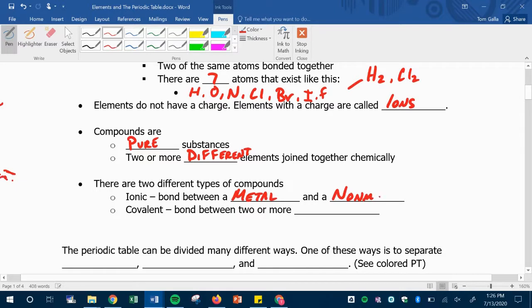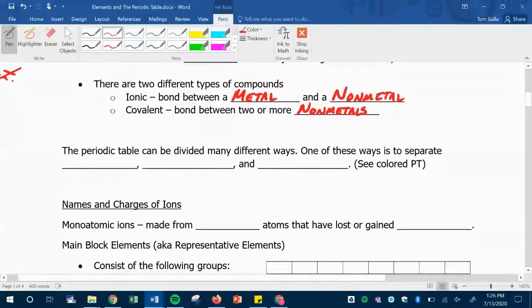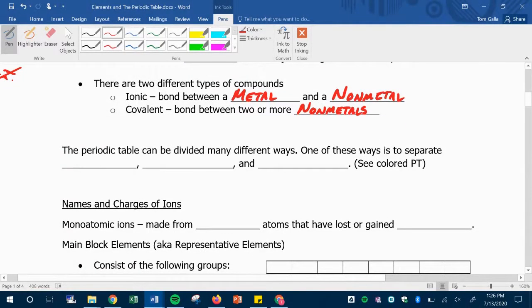Now, aside from these, there are the covalent substances. And for covalent substances, these are bonds between 2 or more nonmetals. And so with this, the periodic table is actually divided up into several different ways. And so our ways of separating these include the metals, nonmetals, and our metalloids.